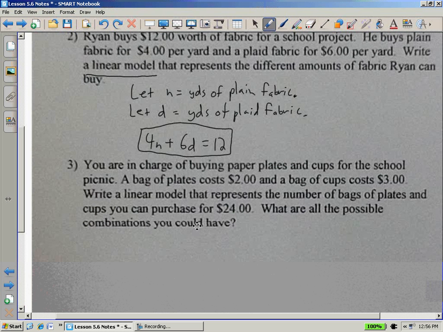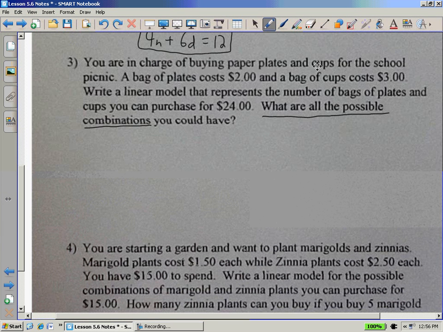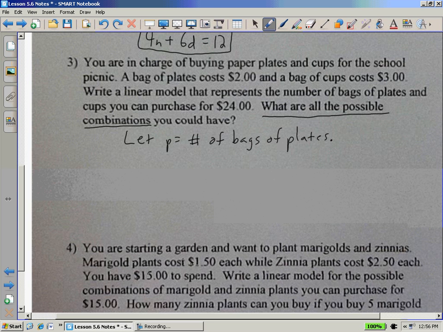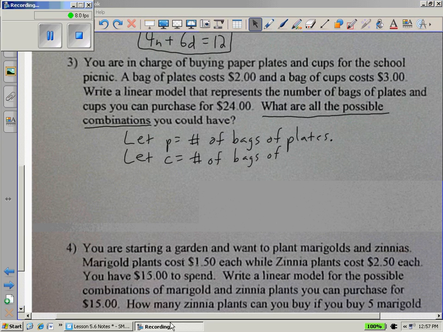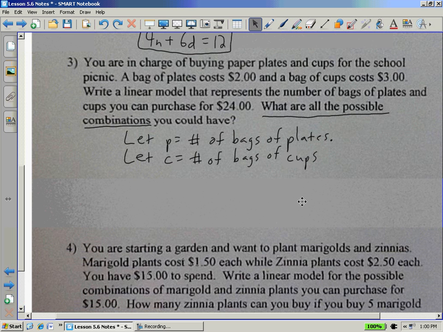Okay. Now here we're going to change it up a little bit. Not only do we have the linear model, but we're asking what are all the possible combinations. So that's going to be a little interesting. It's a little bit of a different proposition here. Okay, so paper plates, cups, plates. So let's let P equal the number of bags of plates, and we're going to let C equal the number of bags of cups.